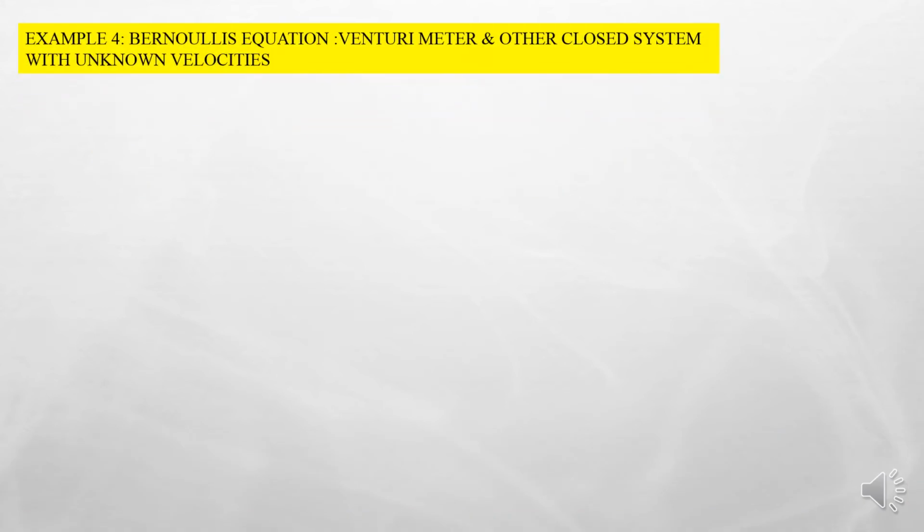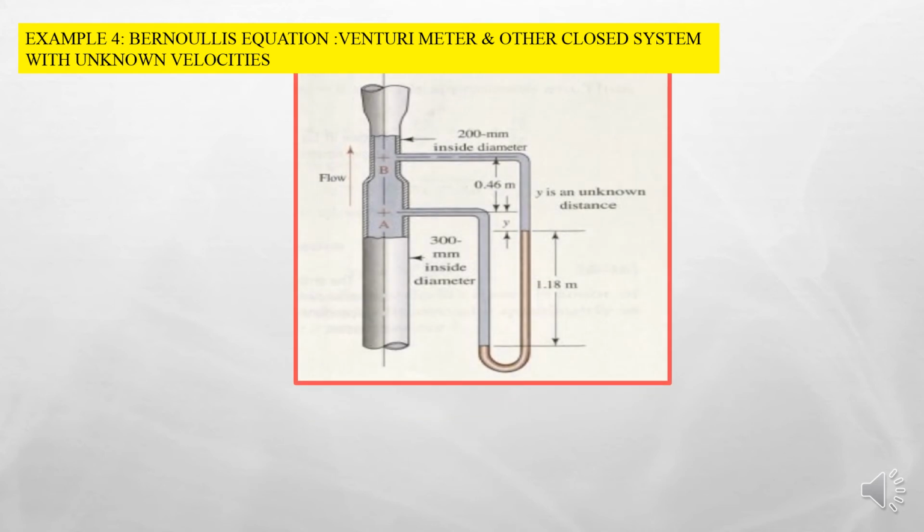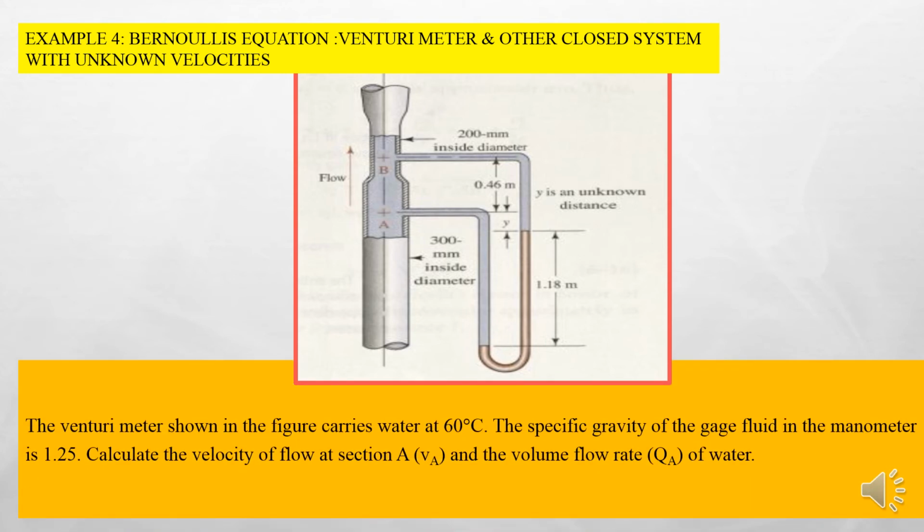Okay, so this is the example of Bernoulli's equation for a Venturi meter and other closed systems with unknown velocities. If you look at this diagram, it shows the Venturi meter in a closed system. The problem states that the Venturi meter shown in the figure carries water at 60 degrees C. So this is water flowing at 60 degrees C, and the specific gravity of the gauge fluid in the manometer is 1.25.